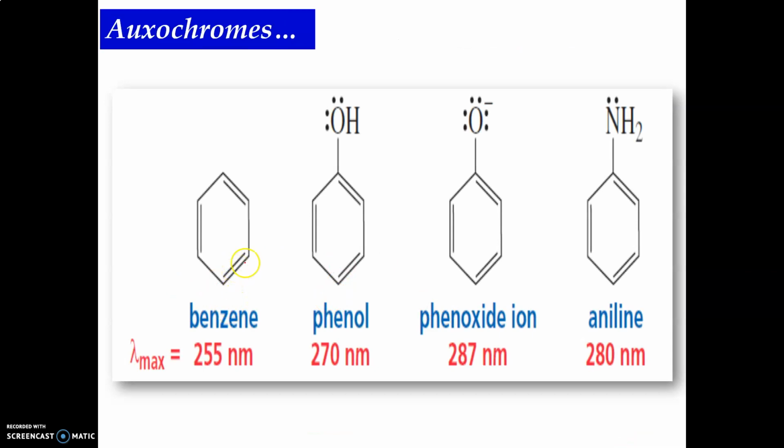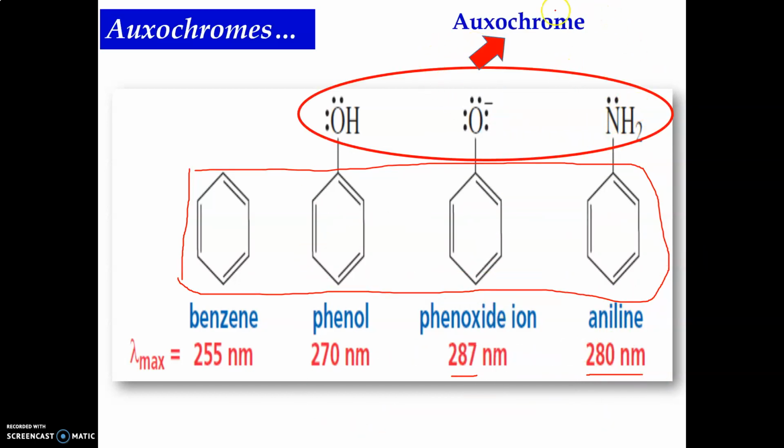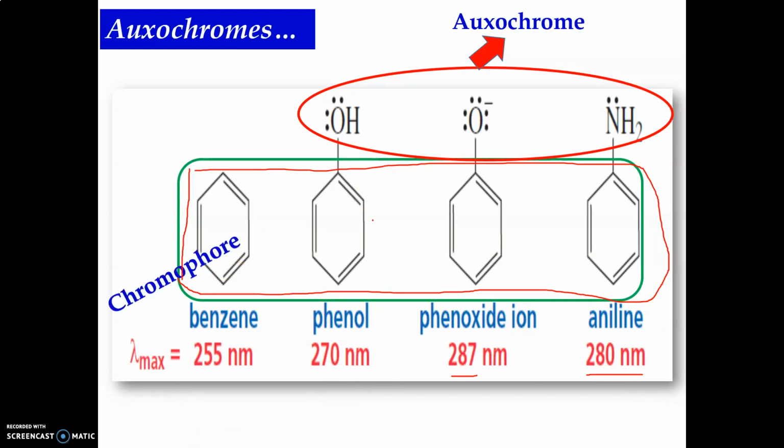Here you can see benzene, the lambda max value is 255 nanometer. Phenol, the benzene ring is the same in all the cases, and with the hydroxyl group the lambda max will change. If it is phenoxide O minus ion, look at the lambda max value. If it is aniline, NH2, you can see the lambda max value. These are called auxochromes because they change the lambda max value, and these are called chromophores.